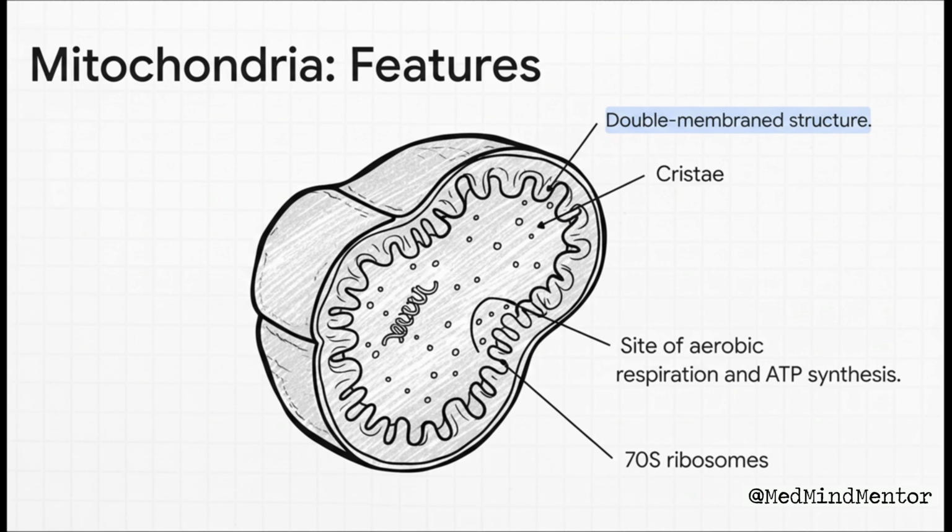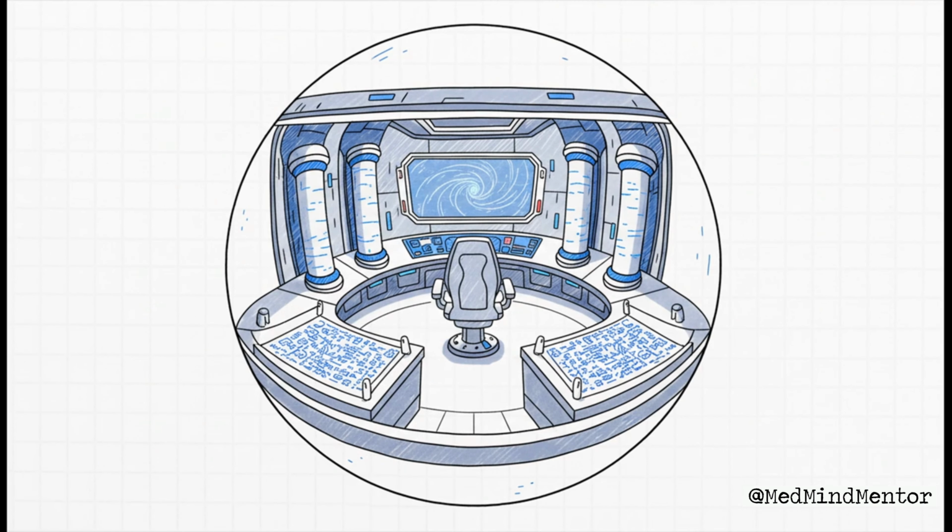But here's the most important part. Mitochondria are semi-autonomous. They have their own DNA and their own 70S ribosomes, which means they can actually replicate all by themselves. Now we arrive at the very heart of the eukaryotic cell, the command center itself, the nucleus.